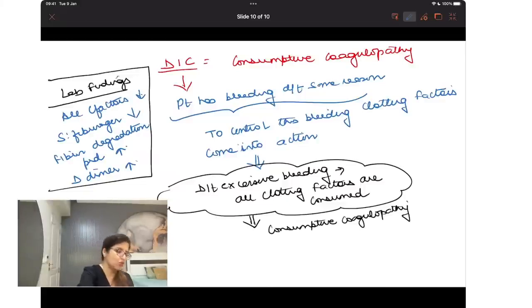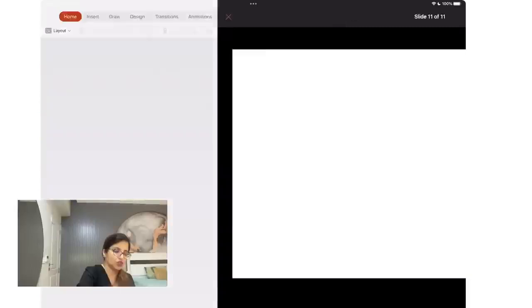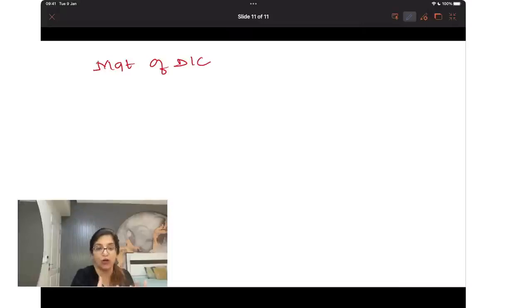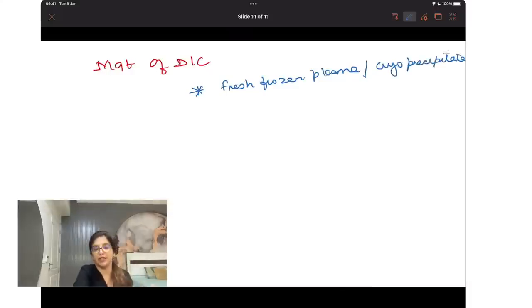Right? So if I ask you, how can you manage DIC? What will you do to manage DIC? Management of DIC is you have to give back to the body the clotting factors. So to give back the clotting factors, what will you do? You are going to give fresh frozen plasma or cryoprecipitate. And till the time these are not available, you can go for blood transfusion, right? That is how you have to manage a patient with DIC. Clear to all of you? Yes. And I have told you the causes of DIC also.